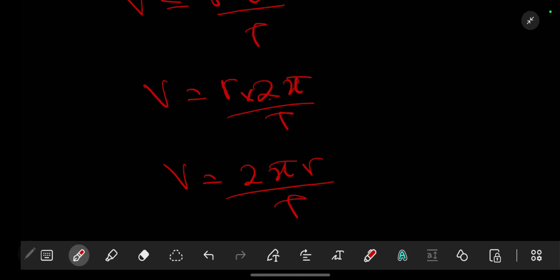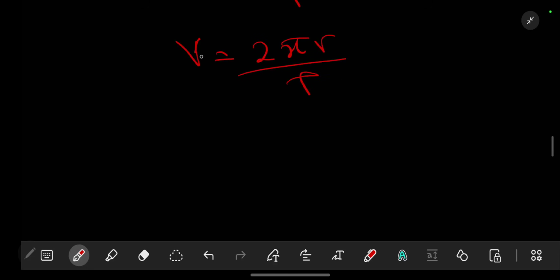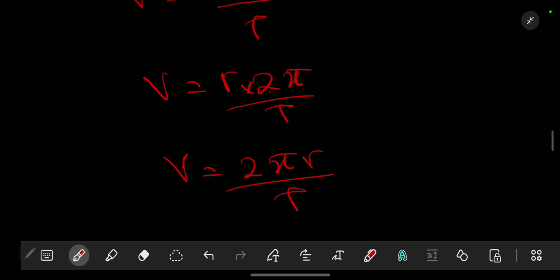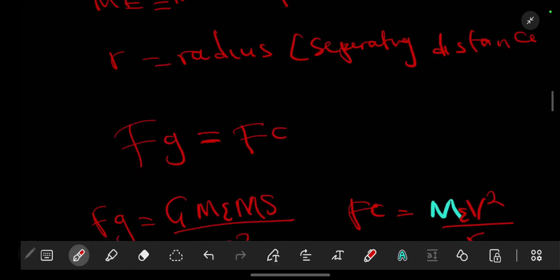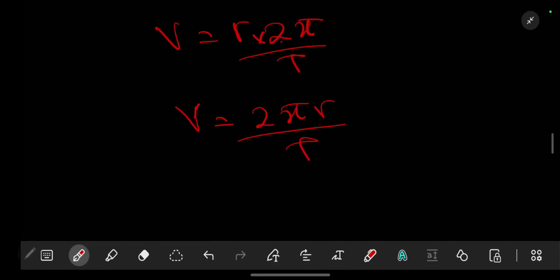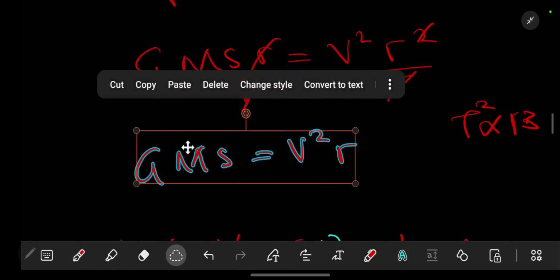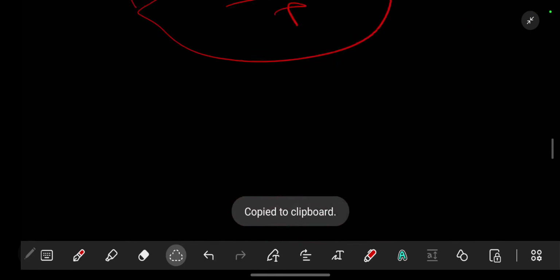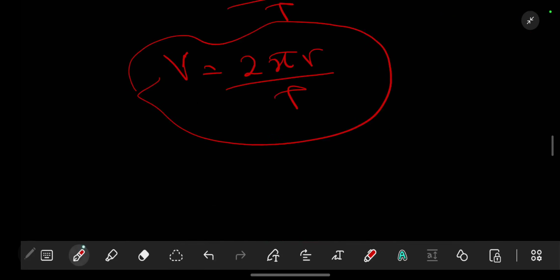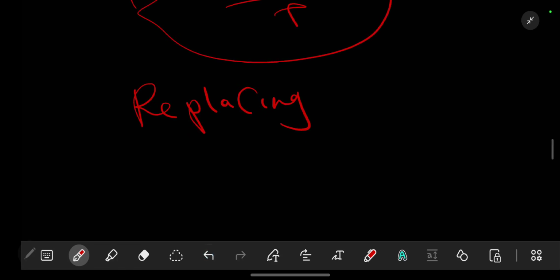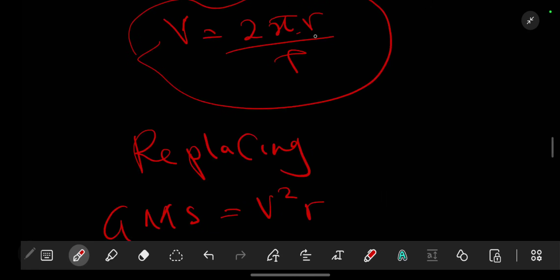So this is our value. If that's the case, then we'll be able to say our velocity is this. With our formula, we ended here. So we can say, replacing in this formula, where there is v, we are going to put this 2 pi r over t.